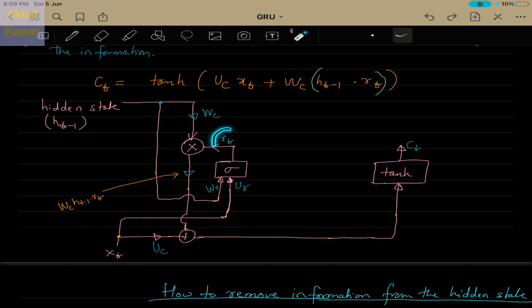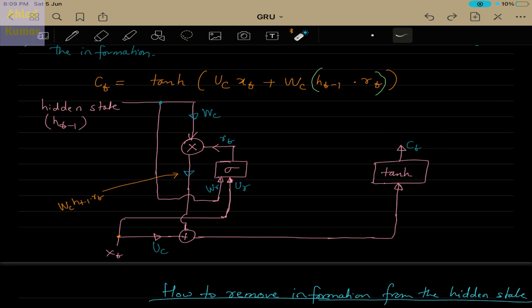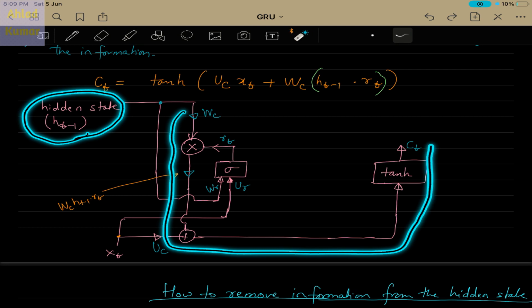So the output of the reset gate is multiplied with the hidden state information to modify the information which is coming from the earlier time step t minus 1 through this multiplication operation. So what you are doing is selectively passing some of the information that is required by the candidate state to be added to the previous hidden state, so that it can be passed to the next state. So rt is acting as a controlling gate for the previous hidden state information to be passed to the next state through the candidate gate.